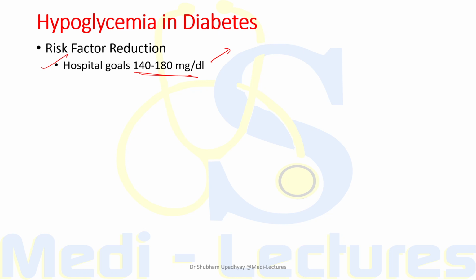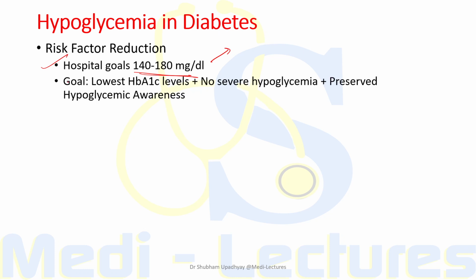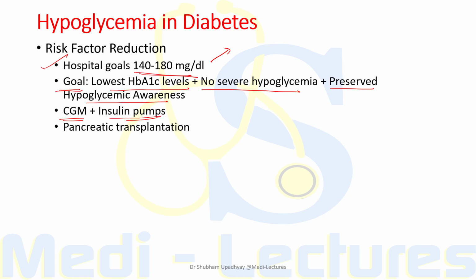of hypoglycemia. Now for patients with diabetes in general, we make a goal to target lower HbA1c levels with no severe hypoglycemia and preserved hypoglycemic awareness. Now, continuous glucose monitoring along with insulin pumps can closely mimic the physiological release of insulin in response to meals, stress, exercise, thus avoiding severe hypoglycemia. Pancreatic transplantation has also been tried for severe hypoglycemia with successful results.